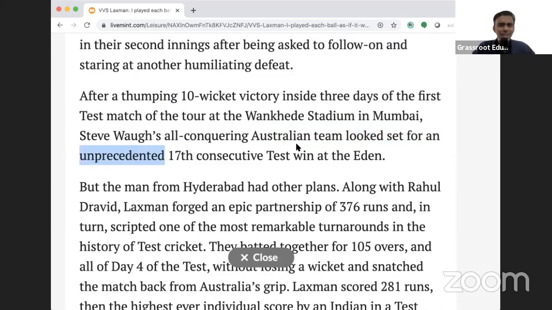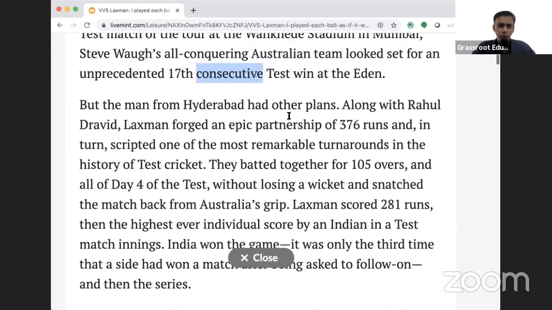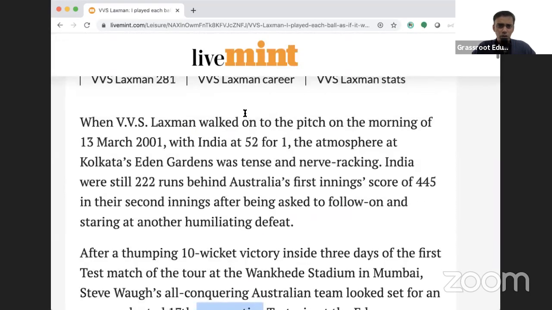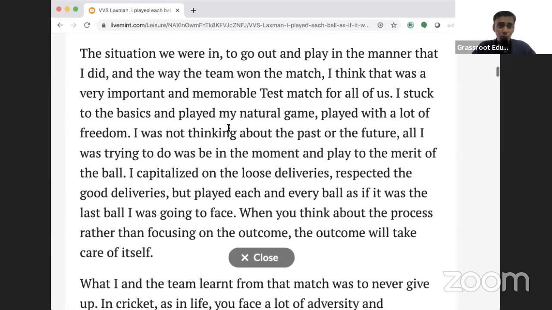The all-conquering Australian team looked set for an unprecedented 17th consecutive Test match win. What is the meaning of unprecedented? I've covered this word multiple times in the previous guided practice sessions. Old students, tell me the correct answer. Unprecedented means never happened before. Consecutive means happening continuously, one after the other. I think we overshot and did an extra paragraph. That's okay. Now let's come to this one.